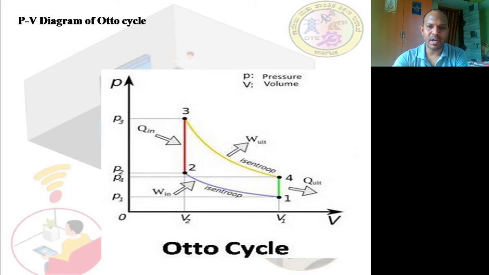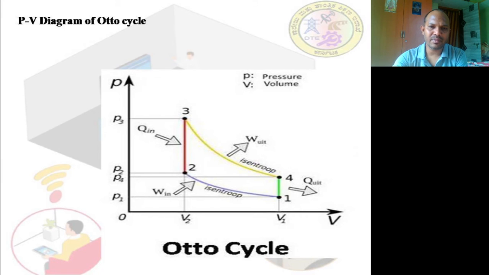From 1 to 2, what happens? It is a compression stroke. See, P1 to 1 is a suction stroke. At a constant pressure, the air and petrol mixture will be taken inside the cylinder, that is up to 1. From 1 to 2 it is a compression stroke where the pressure keeps increasing, as you can see here. Actually the arrow marks are not shown, but still you can make out 1 to 2.